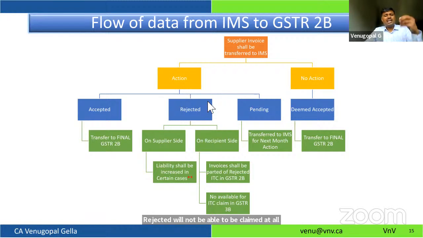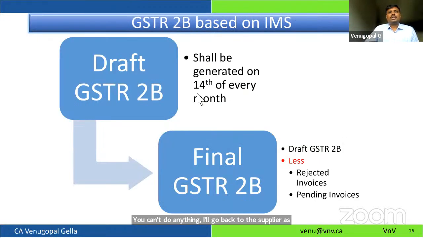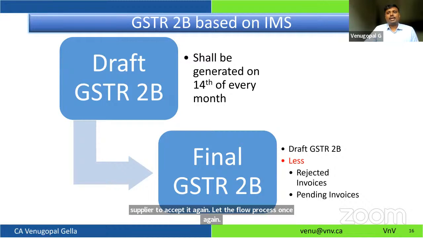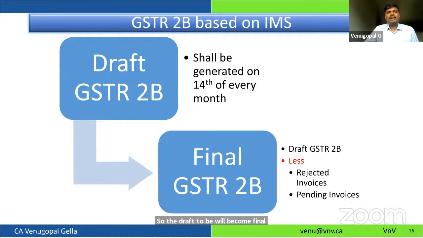Now you may ask, by mistake I have rejected, what will happen? You can't do anything. Go back to the supplier, ask the supplier to accept it again, and let the flow process run once again. So the draft 2B will become the final 2B. Between the draft 2B and final 2B, the changes would be rejected invoices and pending invoices. So you have 100 line items; rejected and pending will be removed from your final 2B.